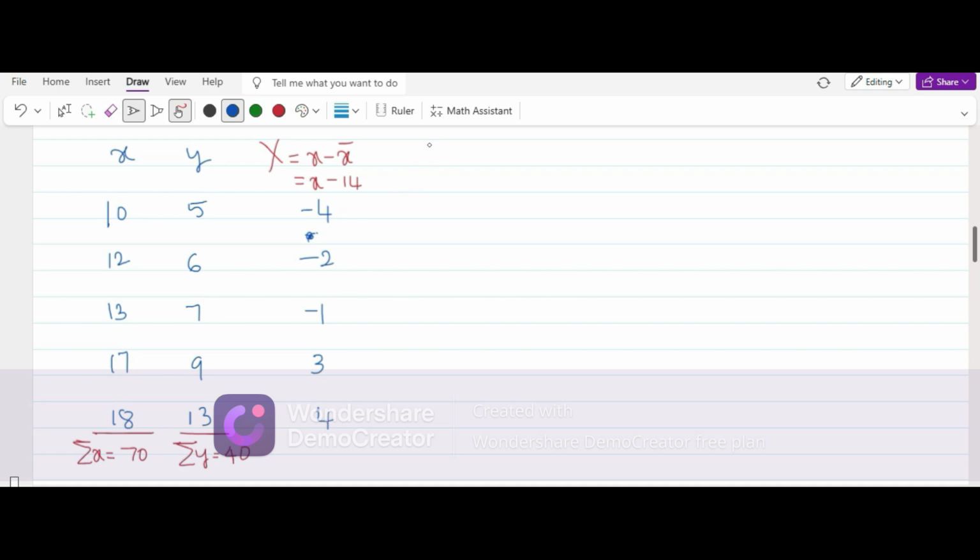And we can also calculate capital Y, which is y minus y bar, and y bar is 8. So 5 minus 8 is minus 3, 6 minus 8 is minus 2, 7 minus 8 is minus 1, 9 minus 8 is 1, 13 minus 8 is 5.